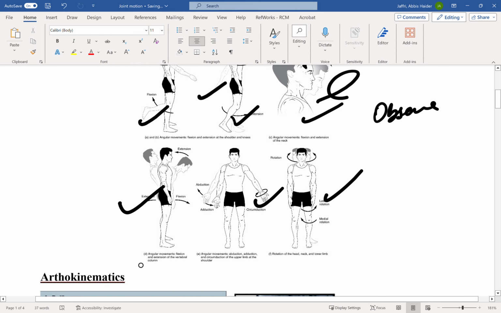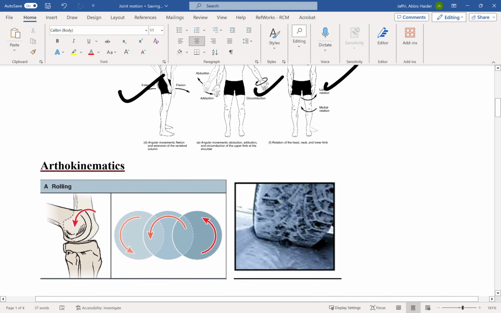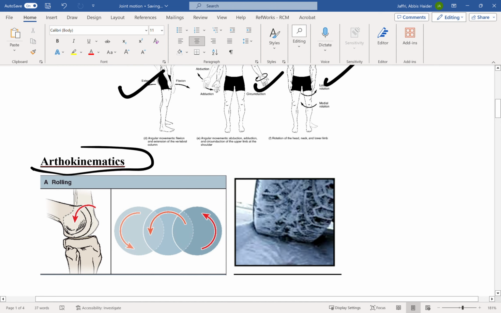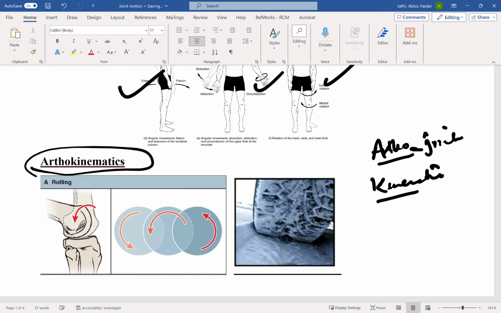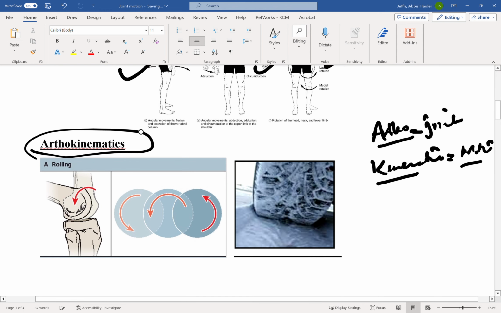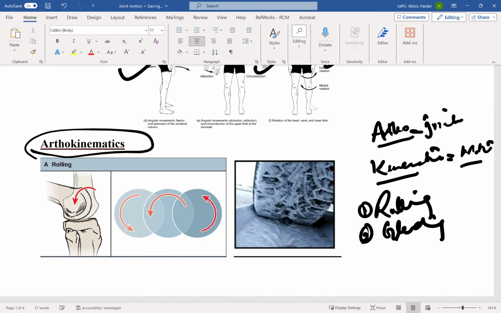But there is another motion happening inside the joint which you cannot see, and that is your arthrokinematic motion here. Arthro just means joint. Kinematics, as you guys know by now, is just motion. Okay, there are three types of arthrokinematic motion. I'll describe all of them. For example, the first one is rolling, then we have gliding, and then the third one is spinning motion. Most of the time, all three of these motions are happening together.